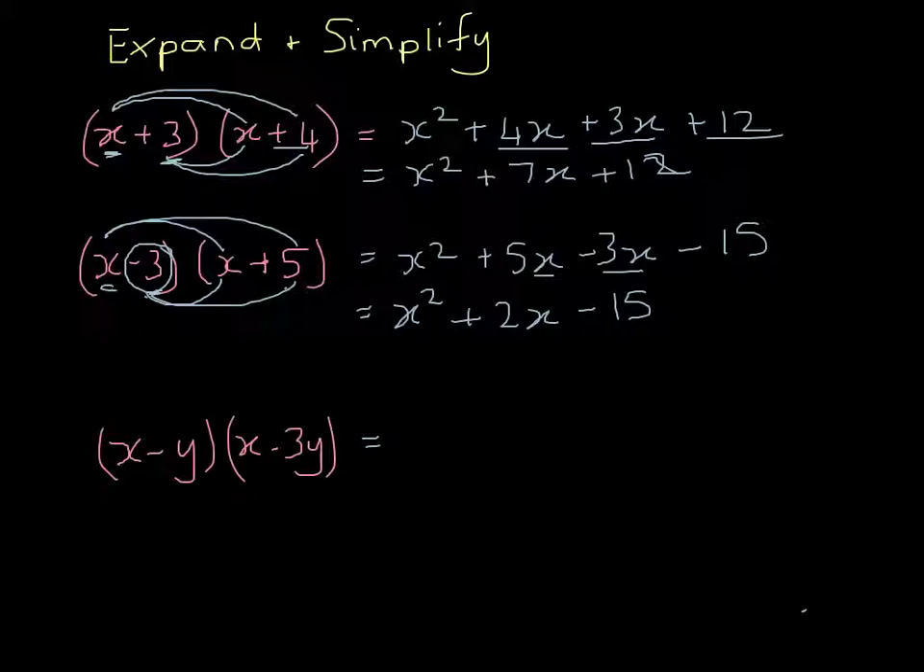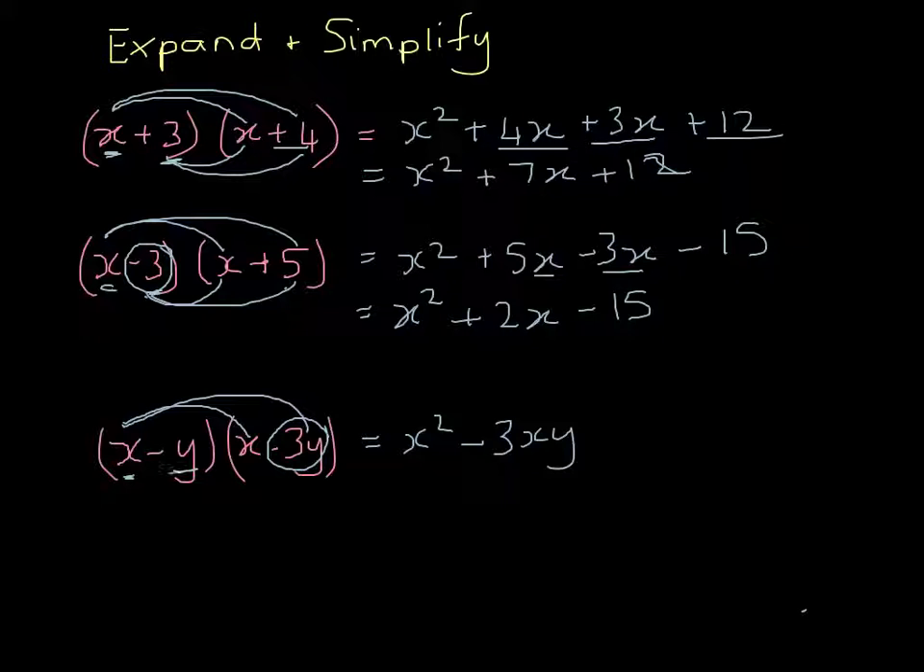And we start with the first term. You should be able to do this by now. First term, we multiply it by the second. So an x times an x, yes, you know it, is x squared. And x times a negative 3y makes a negative 3xy. These are all multiplied together: negative 3 times x times y.